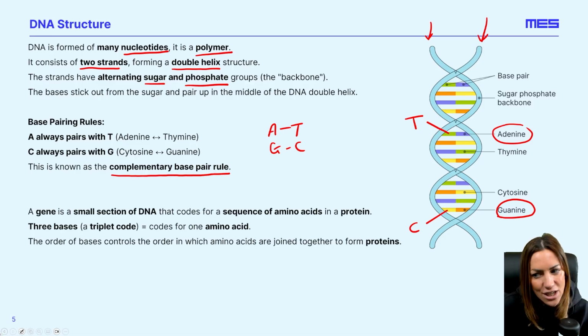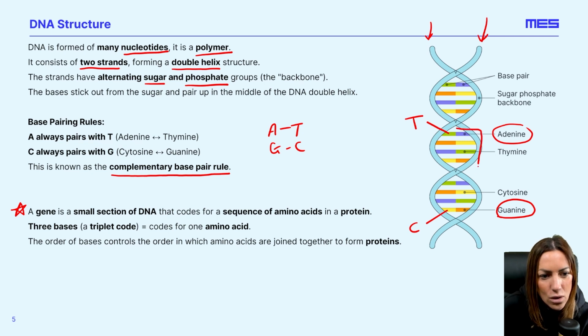Now, some more definitions that are really important in Module 6. We should be able to define a gene. Now, a gene is just a small section of DNA that will code for a protein. But if you're triple science, you need to know a little bit more than that. The reason that a gene or a small section of DNA codes for a protein is because the order of the bases in the DNA will determine the order of amino acids.